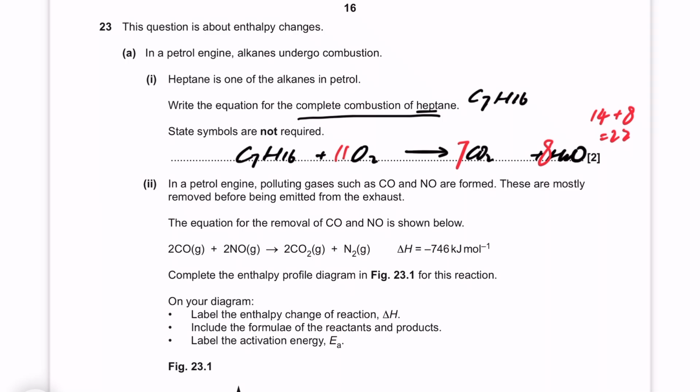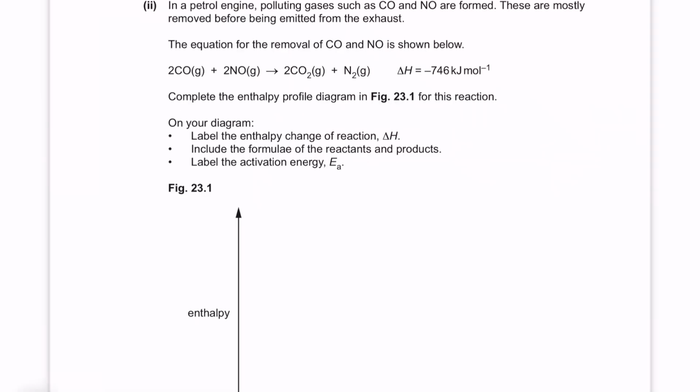Let's move on to part 2. It says that in a petrol engine, polluting gases, carbon monoxide and nitrogen oxide, are formed. These are mostly removed before being emitted from the exhaust. The equation for the removal of carbon monoxide and nitrogen oxide is shown below, and we can see this equation right there. It's balanced out for us. Everything is in the gas form.